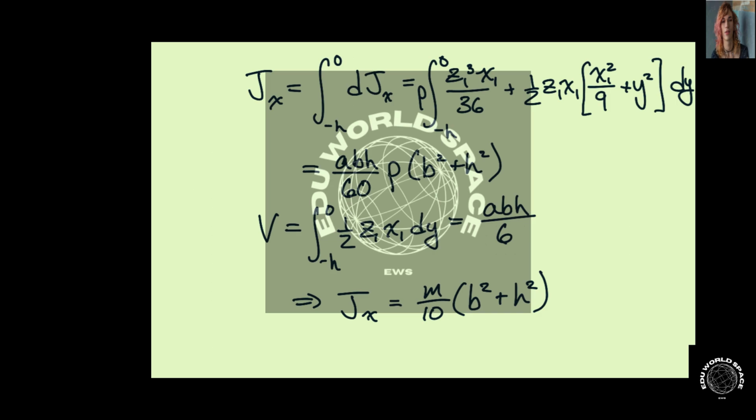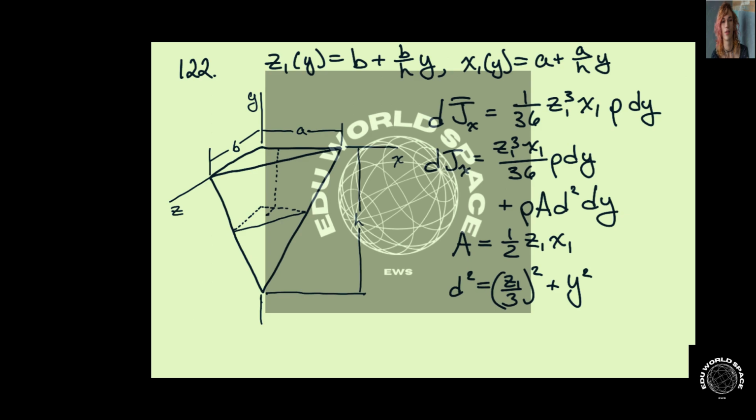So after many minutes, we can substitute rho is m over V, and then we just get that the mass moment about the x-axis is m over 10 times b squared plus h squared. So that would be if we were trying to rotate this thing about this axis, the inertial resistance to trying to accelerate it about that axis.